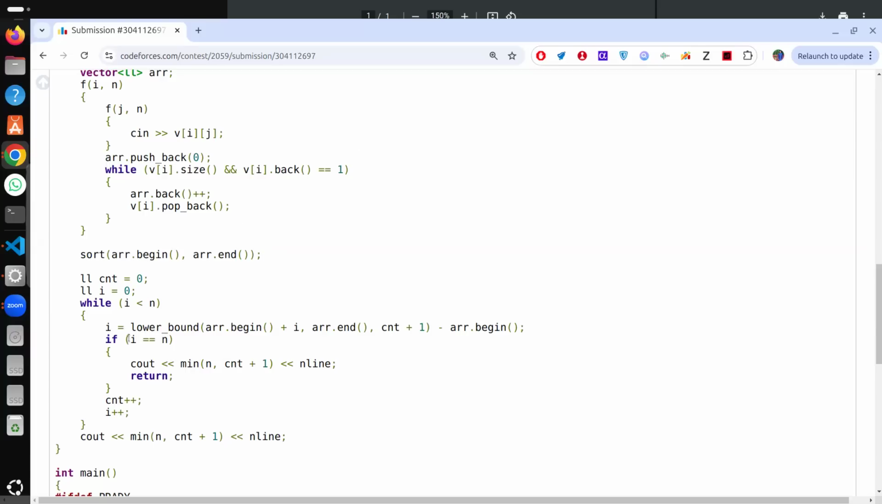So if i is equal to n, then that means that it did not find any number greater than or equal to count plus 1. So we cannot make count plus 1, so I printed count plus 1 and I returned. And otherwise, I just increase count plus and i plus. So basically, I have taken till i, so I increment the i that I can take from here next. And then I just printed count plus 1 comma n minimum. I took the minimum with n because of this reason.